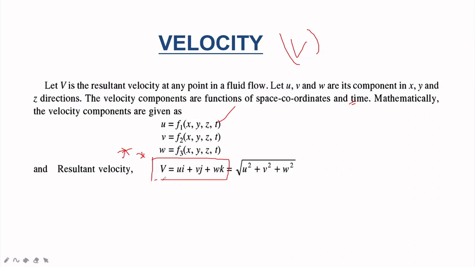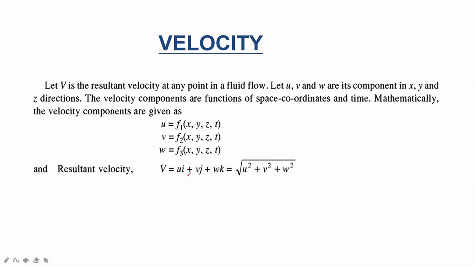Resultant velocity V is equal to u into i plus v into j plus w into k, or we can also find it by the square root of u square plus v square plus w square. So if it is given in the equation form, we have to use this. If we already have direct values of u, v, w, we have to use this to find the resultant velocity.